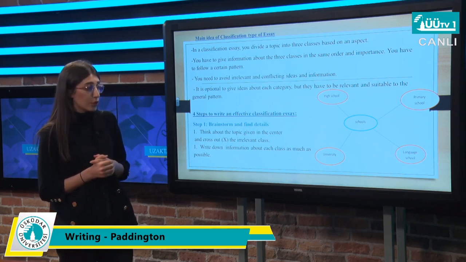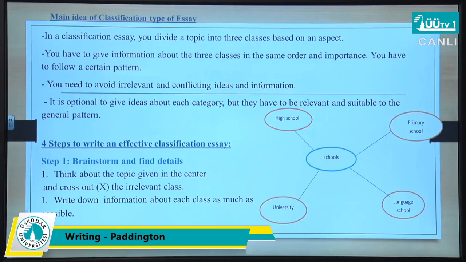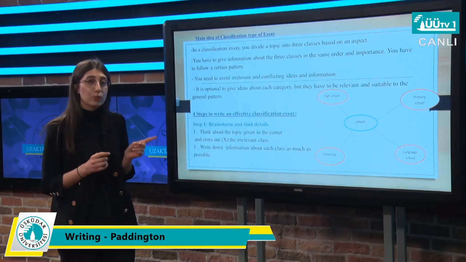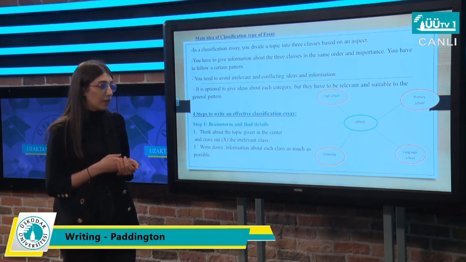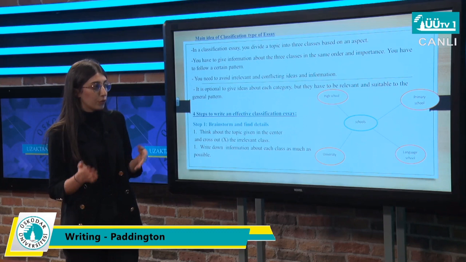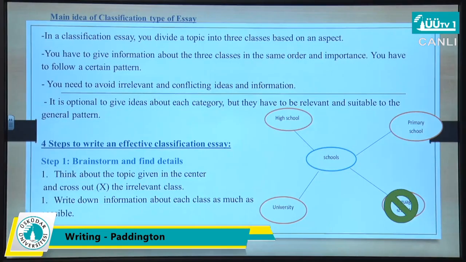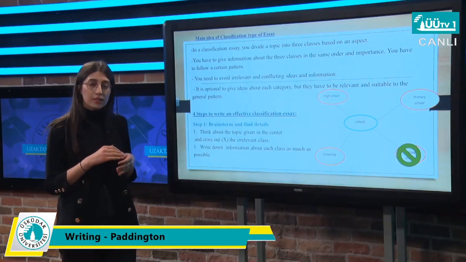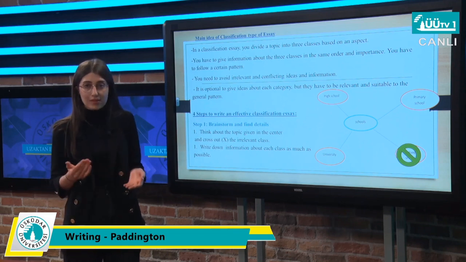I will explain to you why. High school, primary school, and university are relevant and interrelated; they are related to one particular aspect, which is the education level, the level of education. So first you go to primary school, then to high school, and then to university. But language school is wrong here. If you want to write about language school, you have to include the field of education, like the language school, then the math school, or the science school.